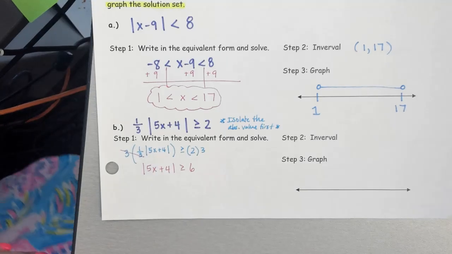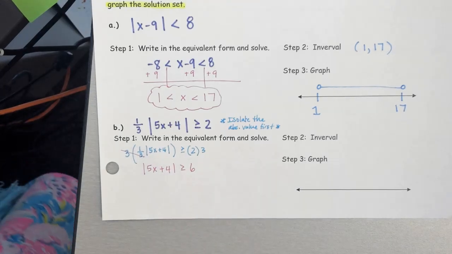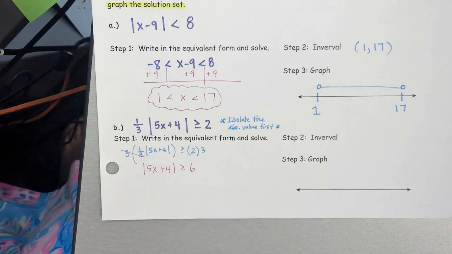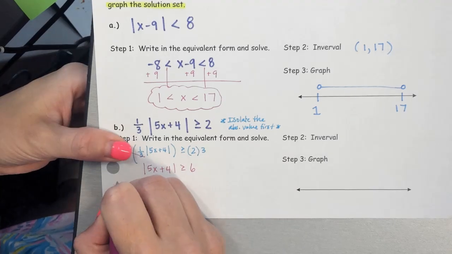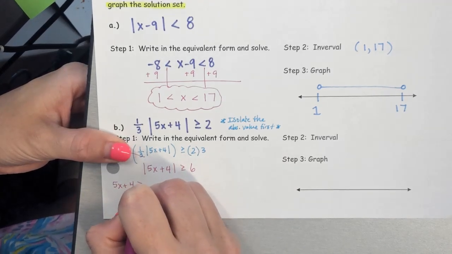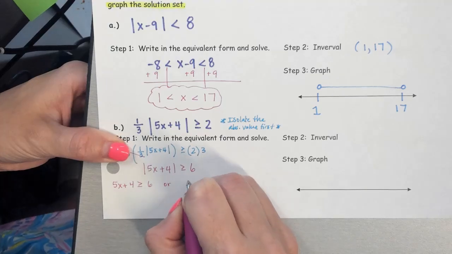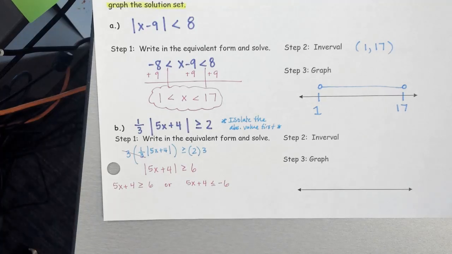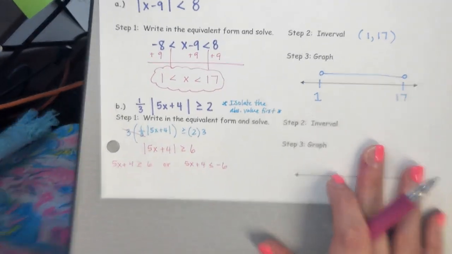Okay, now you can write in the equivalent form. I can't have something that's greater than or equal to 6 and less than or equal to -6 at the same time. So this is when you have to set up your two equations. So it's either 5x plus 4 is greater than or equal to 6, or 5x plus 4 is less than or equal to -6. You can't just tack the less than on there because they can't happen at the same time. So we do have to separate that.